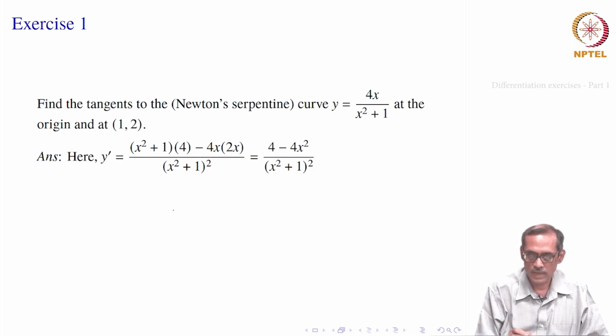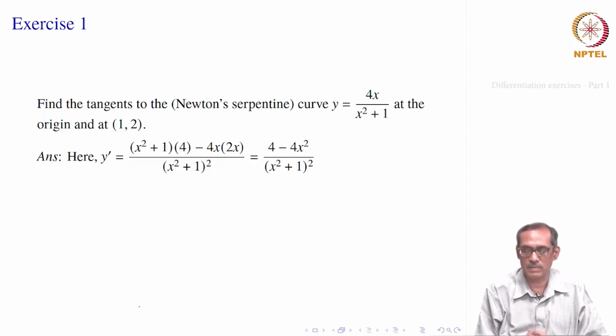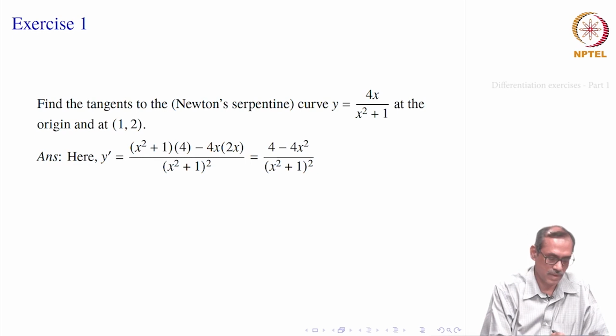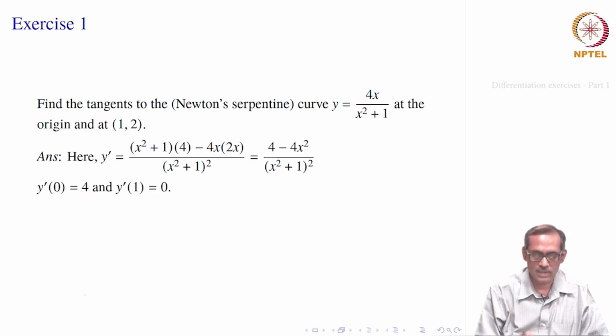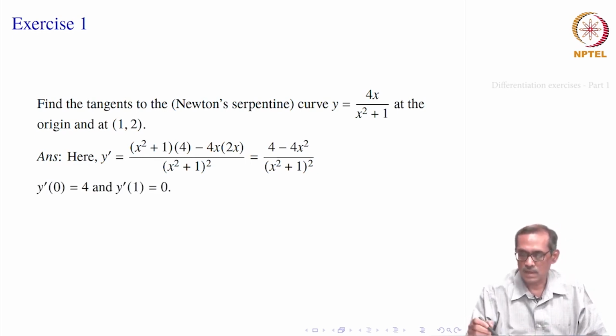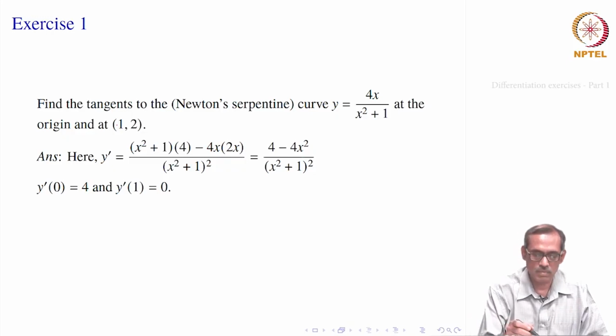Then we simplify. So, this gives minus 8x square and this is 4x square. So, minus 4x square and the constant is 4. So, 4 minus 4x square divided by x square plus 1 whole square. So, when you evaluate this at the origin, x will be equal to 0. Once you substitute x equal to 0, in the numerator we get 4, denominator becomes 1. So, y prime 0 equal to 4.